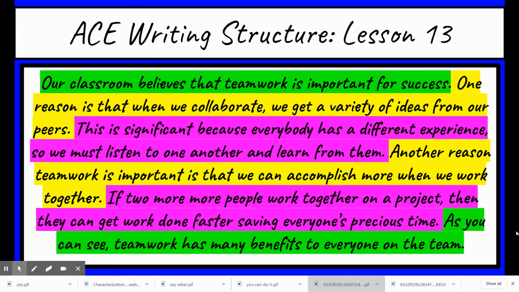Let's take a look at what an ACE paragraph might look like. I've written, our classroom believes that teamwork is important for success. One reason is that when we collaborate, we get a variety of ideas from our peers.